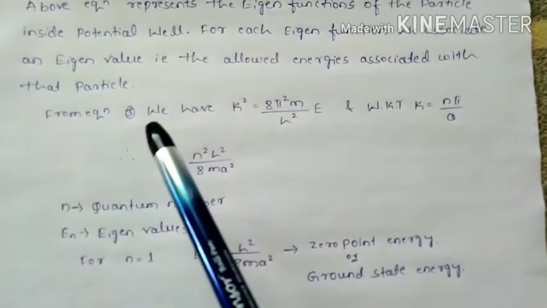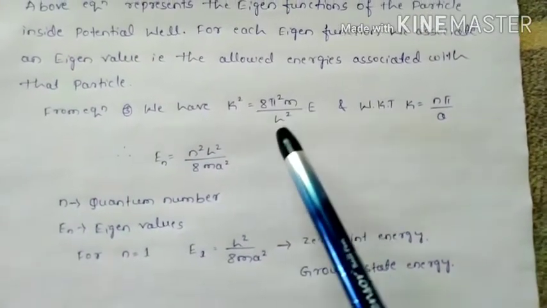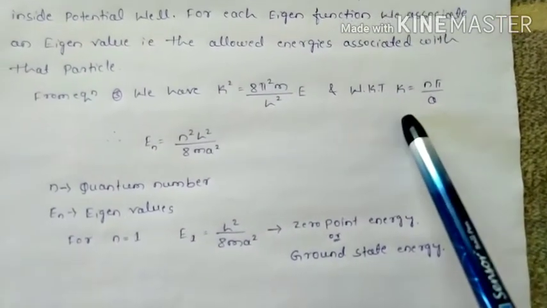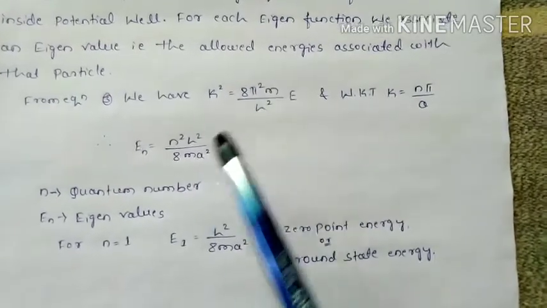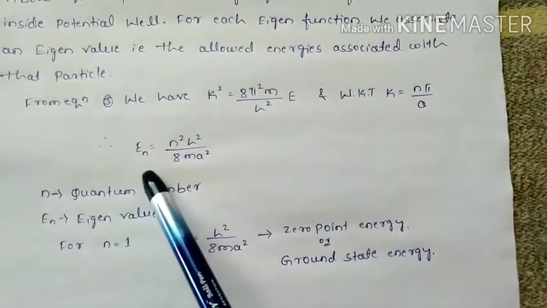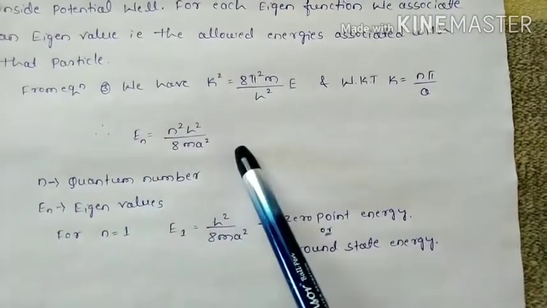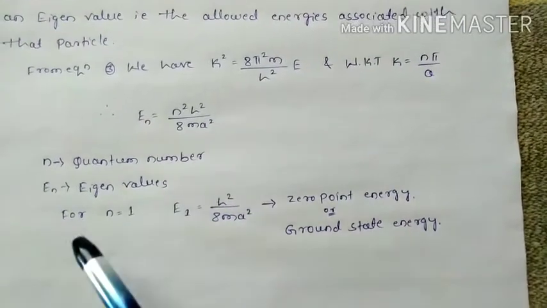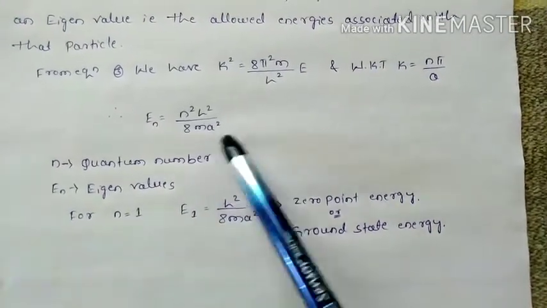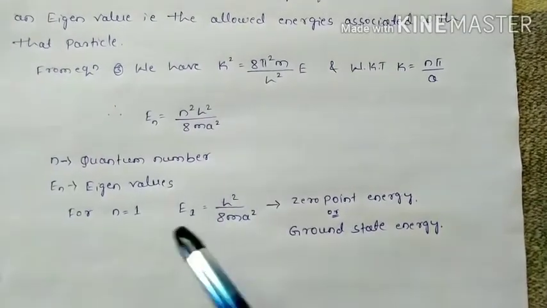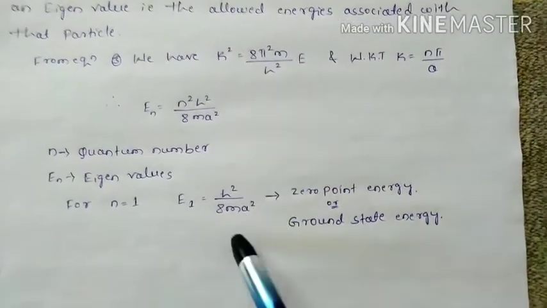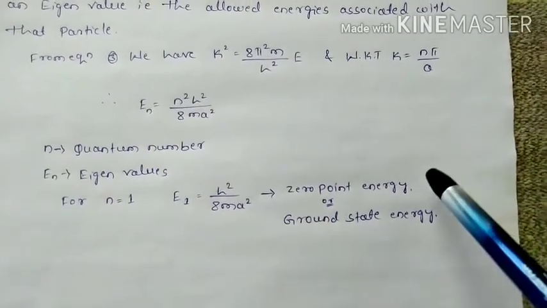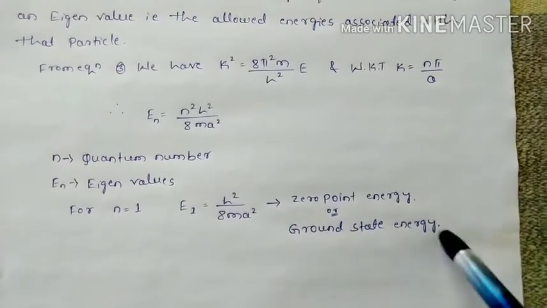So from equation 3, we have k square equal to 8 pi square m divided by h square into E. And we also know that k equal to n pi divided by A. So substituting this k value in this equation and writing the value in terms of E, E equal to n square h square divided by 8 m A square, where n is the quantum number and En are the eigenvalues. If we substitute n equal to 1 in this equation, we will have E1 equal to h square divided by 8 m A square, and this E1 is called the zero point energy or ground state energy.